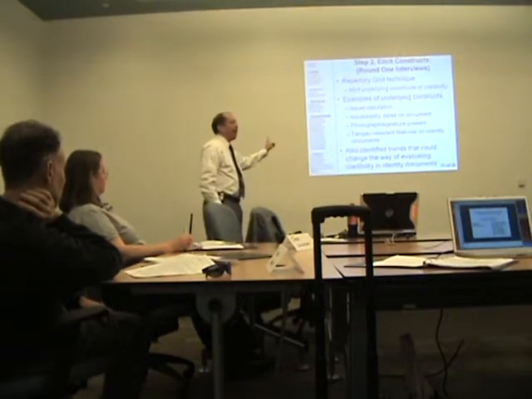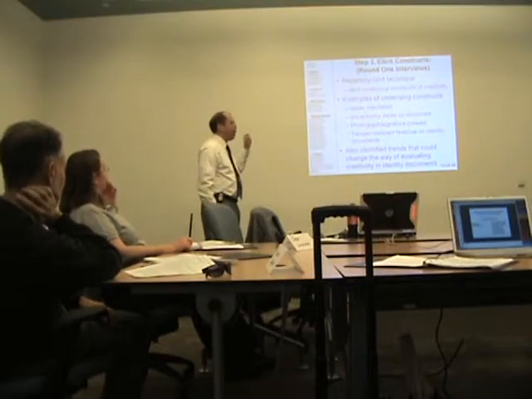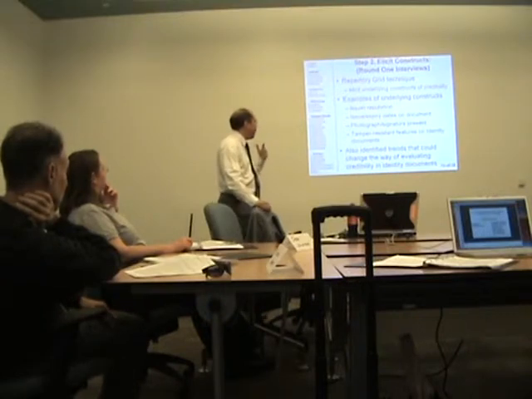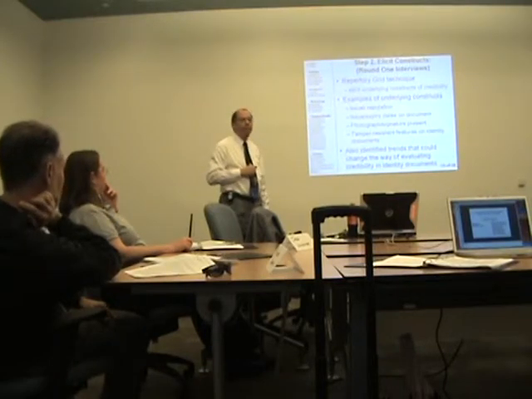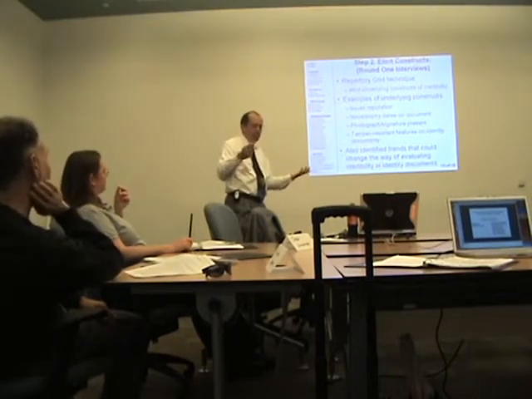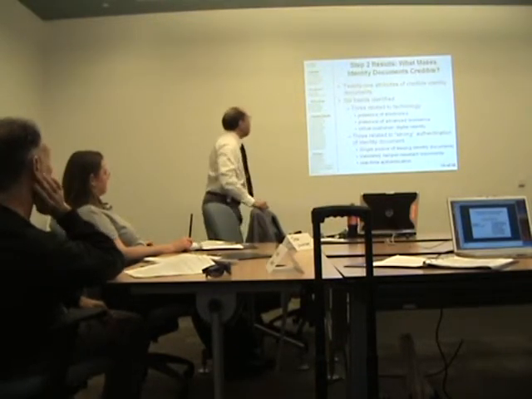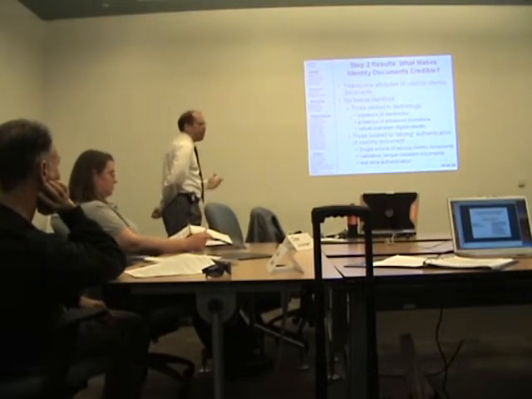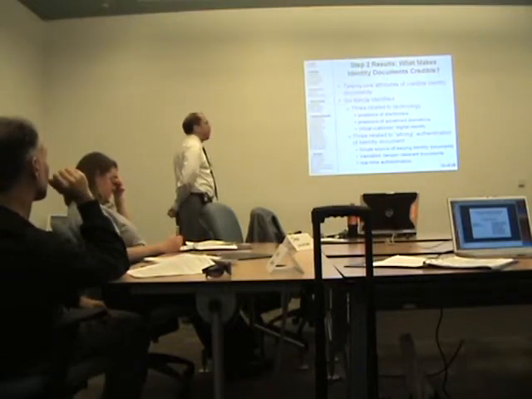Also, as I mentioned, I asked the experts during this first round of interviews to tell me trends that they saw, based on their experience, that could completely change the way they go about evaluating credibility in identity documents. I wanted to get a sense of what different futures might look like so that I could develop the scenarios that I use. The results identify 21 attributes that seem to make identity documents credible. 6 trends came out. 3 of them were related to technology.